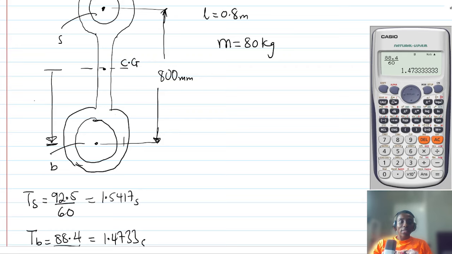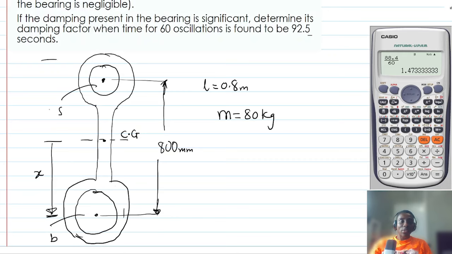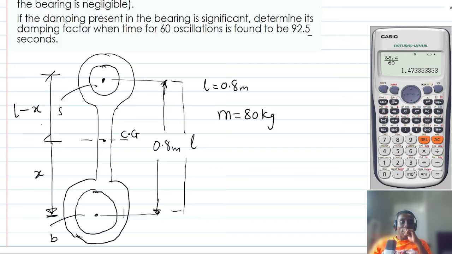Let's call that, say, x. Okay, so if this is x, then if the whole length is 800 millimeters, or let me write it well, 0.8 meters, essentially this length is going to be L minus x, because the whole 0.8 represents the L. In other words, if this one is x, this one will be 0.8 minus x.